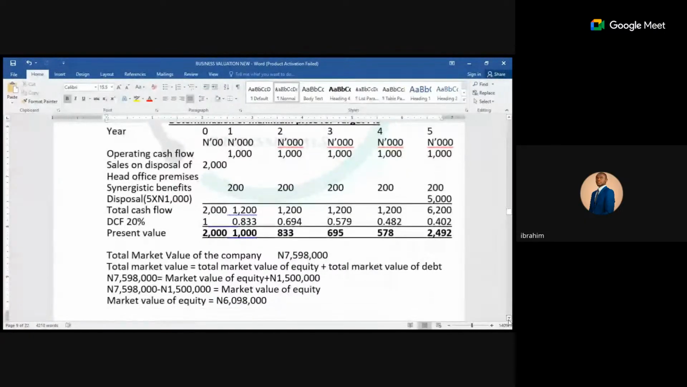The total market value of debt may not be given to you. You have to calculate the total market value of debts in some questions, right? That will be the maximum price that you will now be paid to acquire that particular company. So that's it. Thank you.